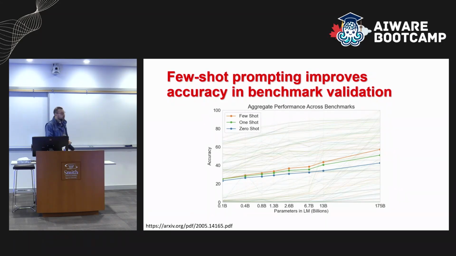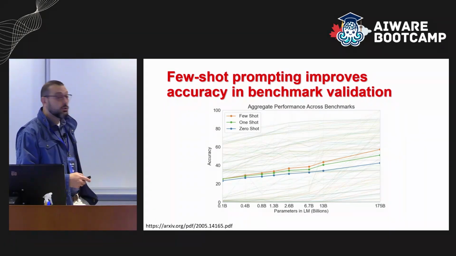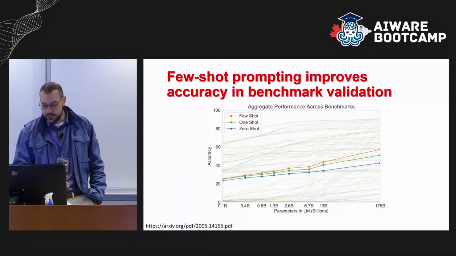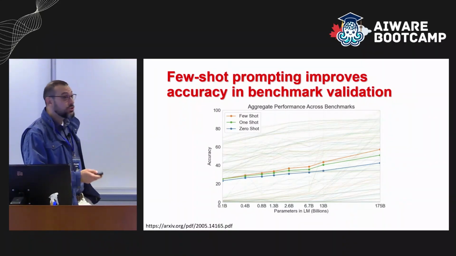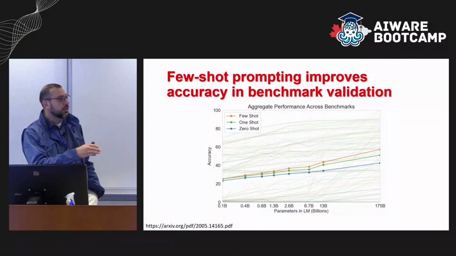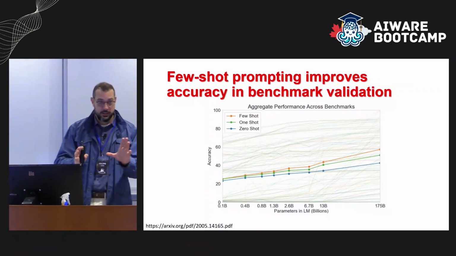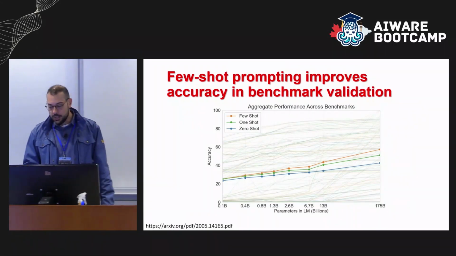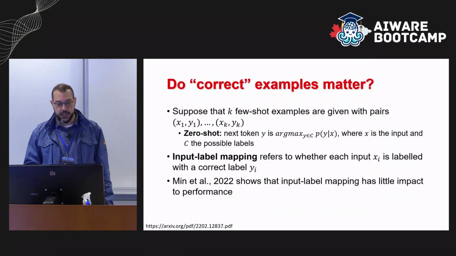As you can see, we can see 2 things. The performance improves as you increase the model size, but also zero-shot performs worse than few-shot. So you give some examples, and the accuracy increases. And also you can see that few-shot is slightly better than just giving one example. One-shot here means I give just one example in the few-shot component of my prompt.